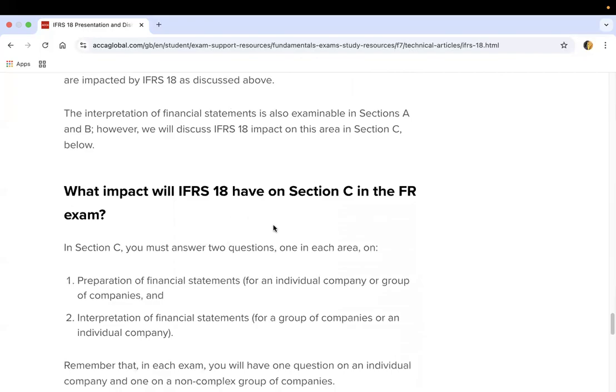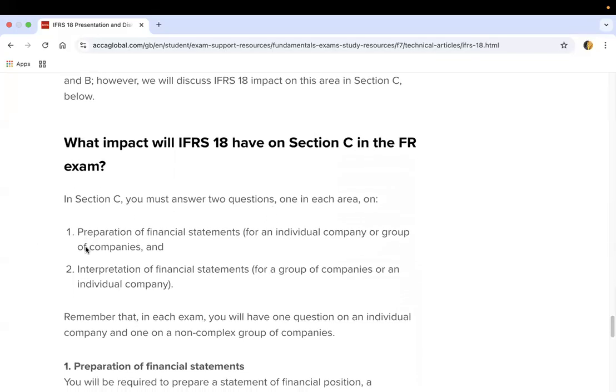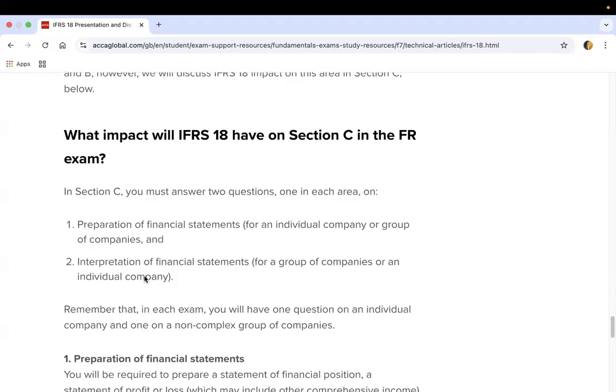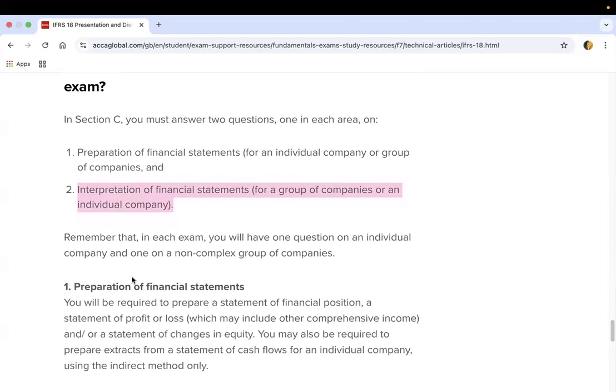What impact will IFRS 18 have on section C in the FR exam? In section C, you must answer two questions, one in each area. The first is preparation of FS for an individual company or a group of companies. The second is interpretation of financial statements, for a group of companies or an individual company. The chances are this is going to be a group company. Interpretation is basically ratios. Clear?